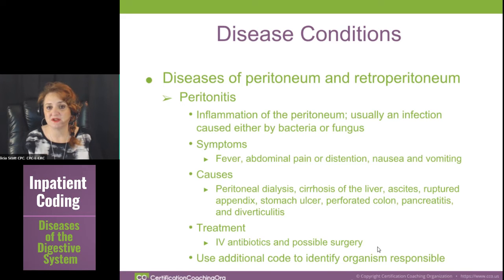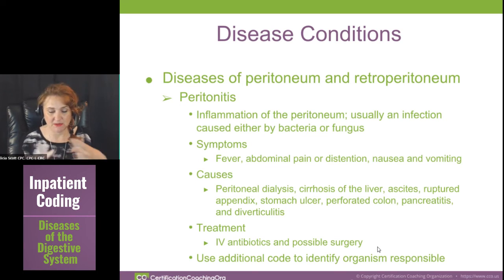And if cirrhosis of the liver is almost like a hardening and disease of the liver, ascites is just fluid buildup. Ruptured appendix, right? Because if your appendix ruptures, you have inflamed and infected tissue as well as infection that fills up in the abdominal cavity. Stomach ulcers, perforated colon, which would be just as bad as having your appendix blow up on you, because right, your stool is going to leach up into the abdominal cavity. Pancreatitis and diverticulitis all can cause peritonitis.